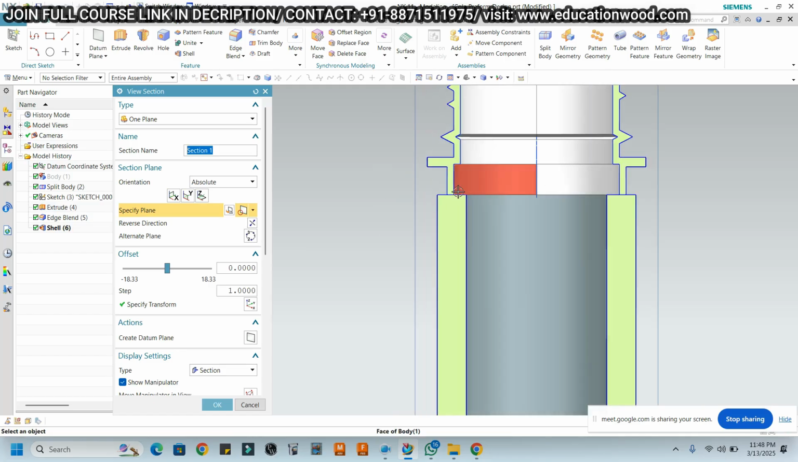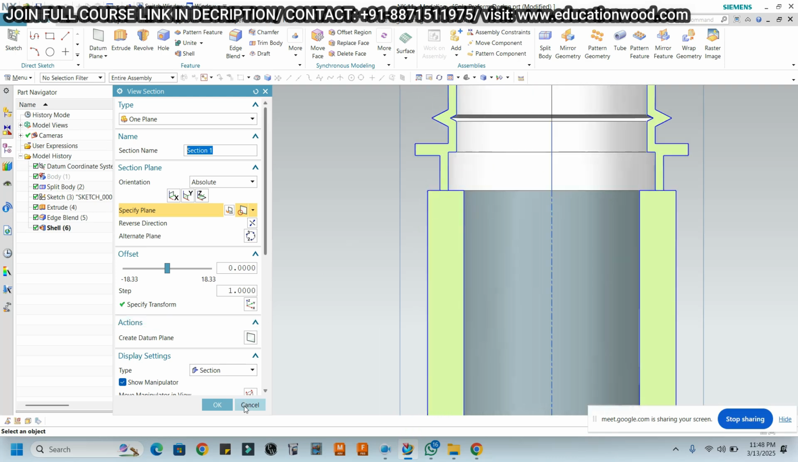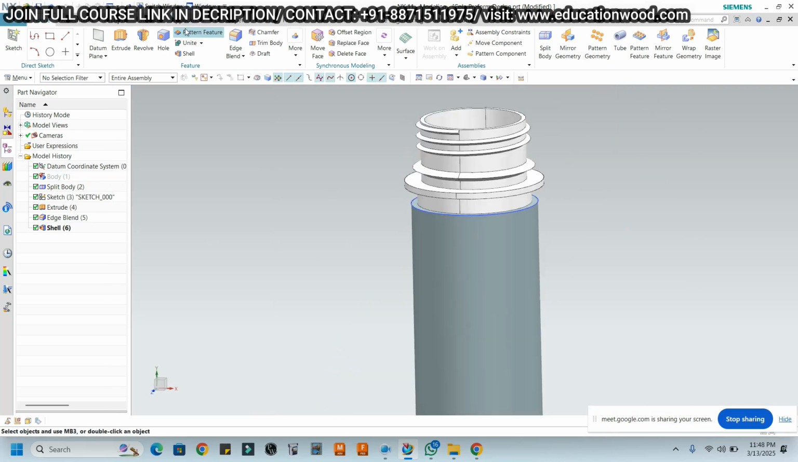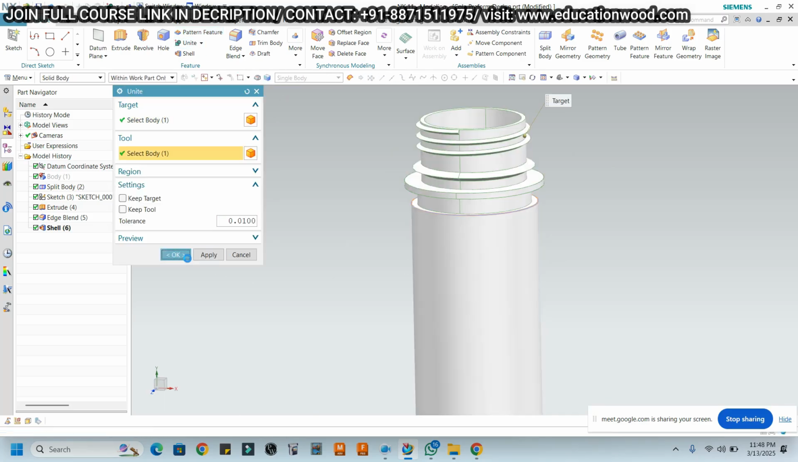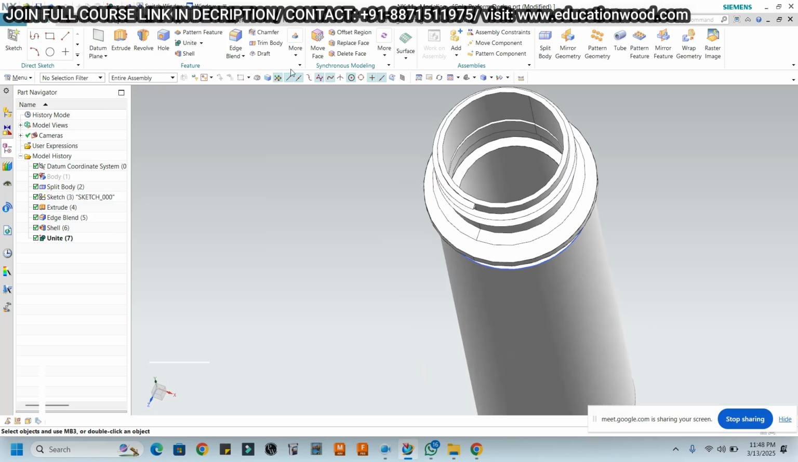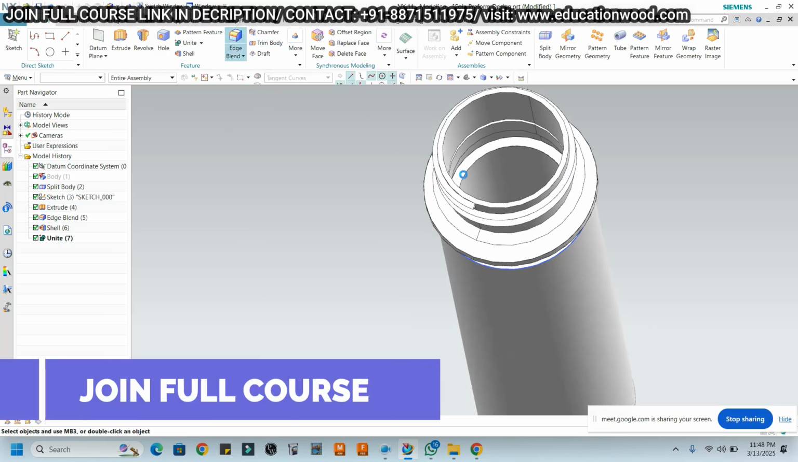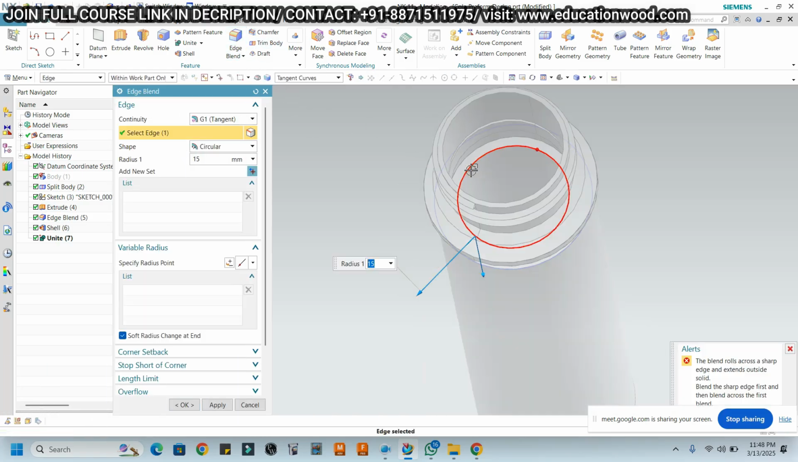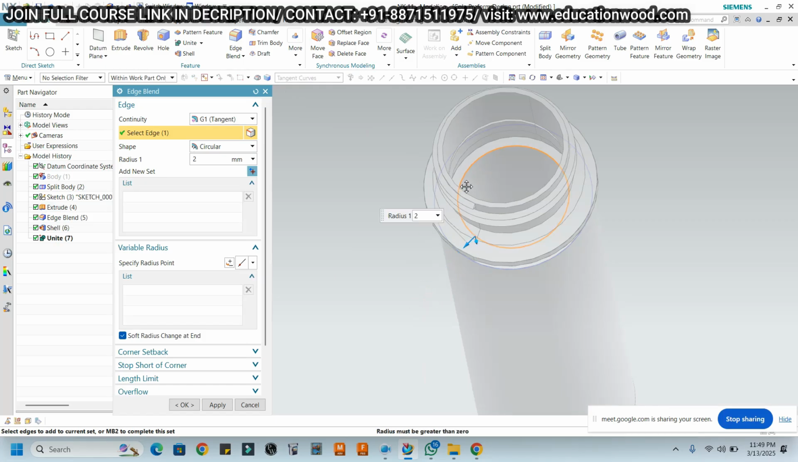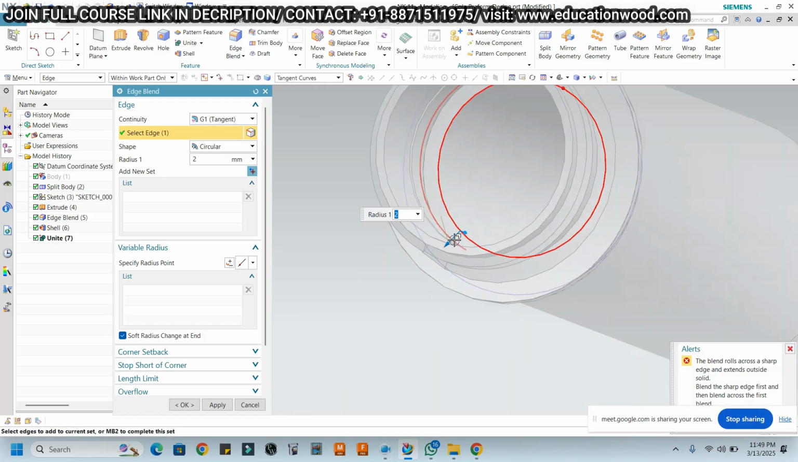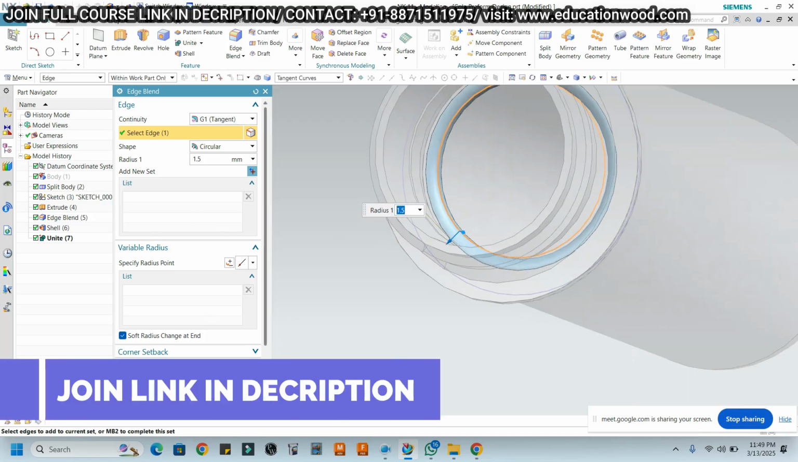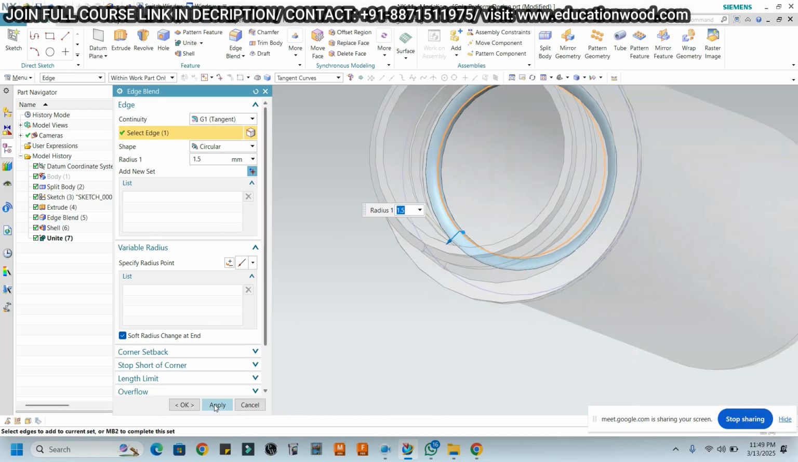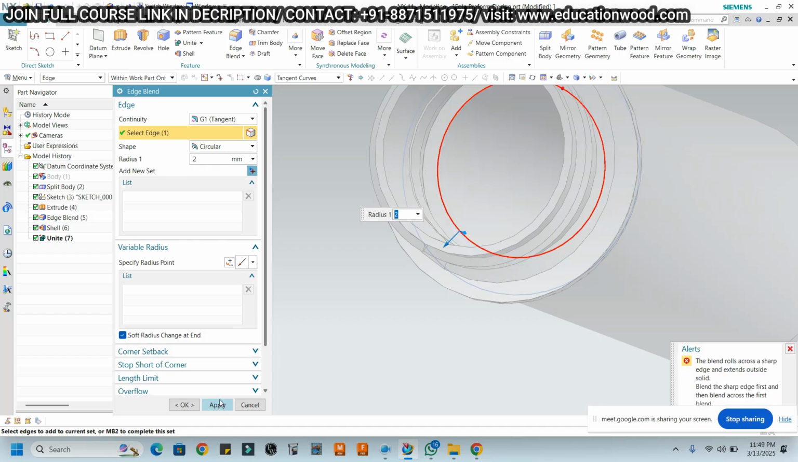Now here you can see that we have to add this, right? We have to unite the edge with this, like this, and provide the radius to this. Fillet, right? Just provide the 2 mm if possible.